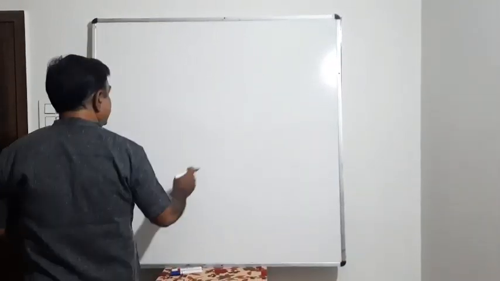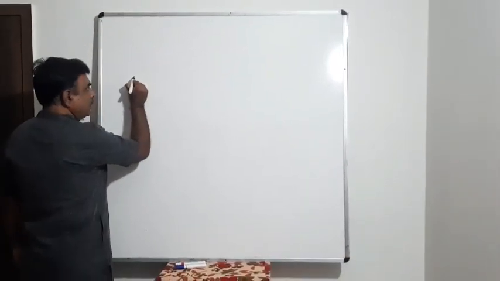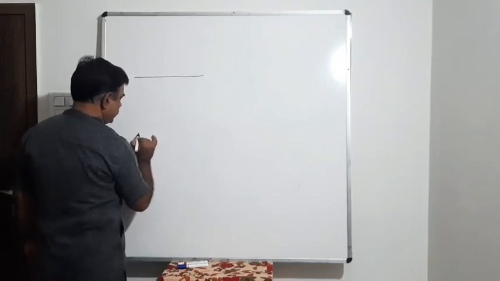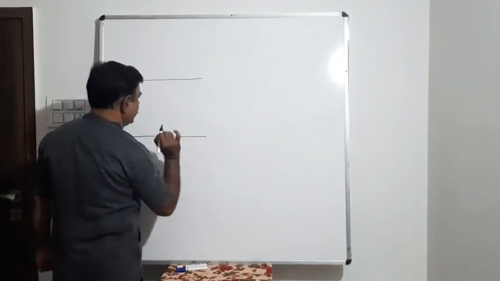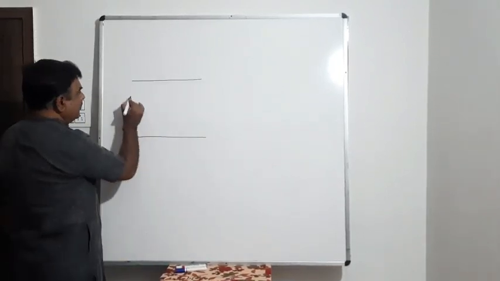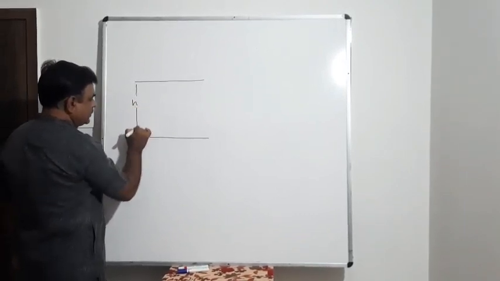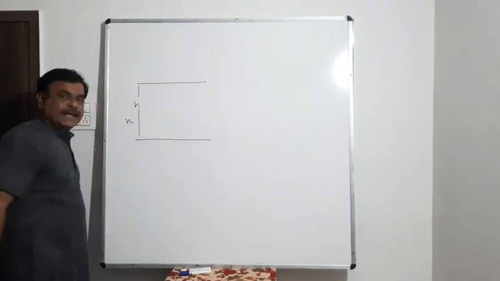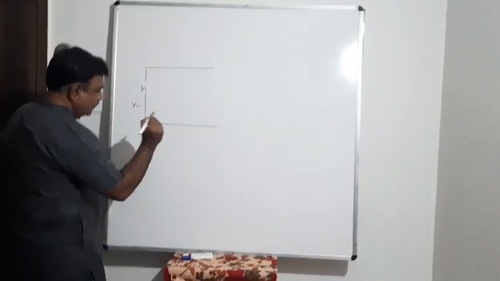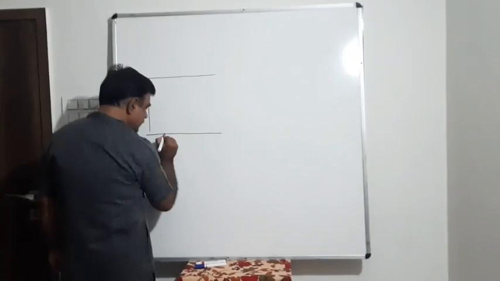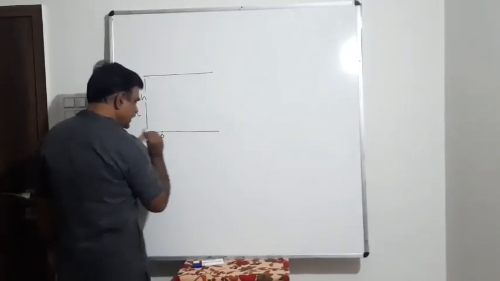So see, for total internal reflection, consider a denser medium having depth h and refractive index n, at the bottom of which a point-like object O is kept.